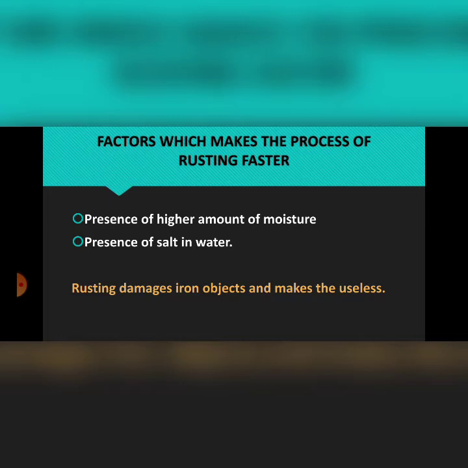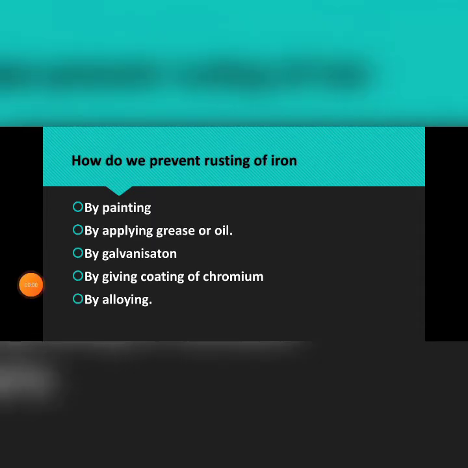Rusting of iron damages the iron objects and makes them useless, because rust is a flaky substance which gradually falls off from the surface of the iron, and this way it loses its strength. Rusting of iron is a very harmful process because it damages a huge amount of iron, and this causes a lot of monetary loss to the world.